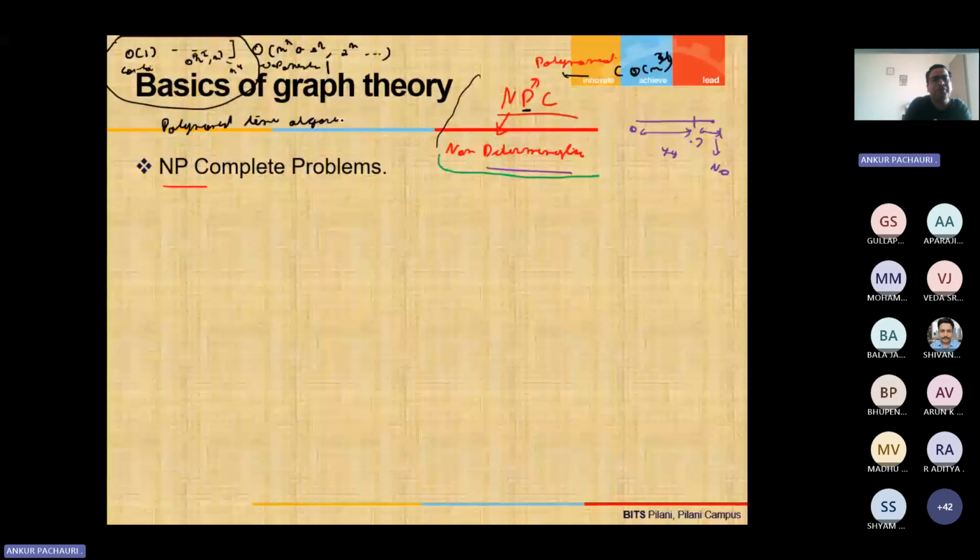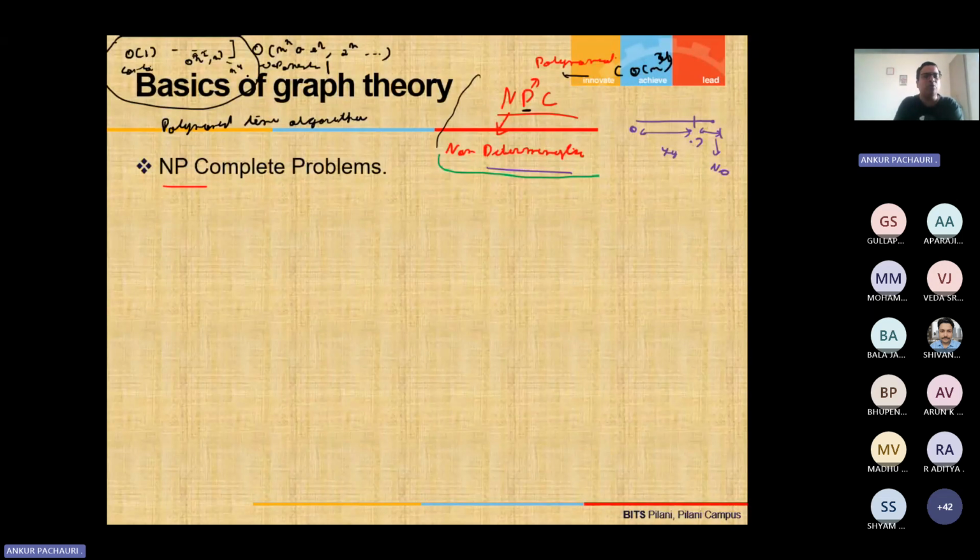Why polynomial time algorithm? Because they are comparatively doable. It requires a lesser amount of time and is durable and doable. So a problem is said to be polynomial if it can be solved in O(n square), O(n cube), or n to the power 4 time. Okay, fine.